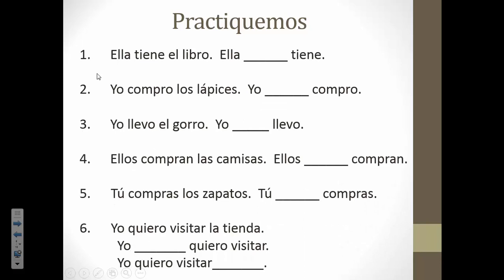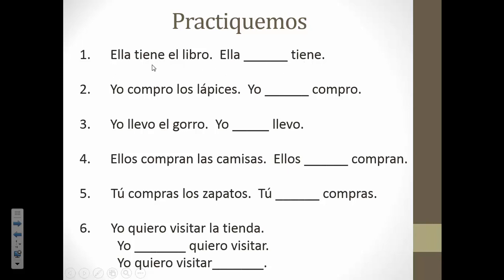Okay, practiquemos. I'm going to walk you through these two slides here, so stay with me and pay attention, and then you'll do your own práctica on the note guide. So here we have ella tiene el libro. She has the book. We want to say she has it.